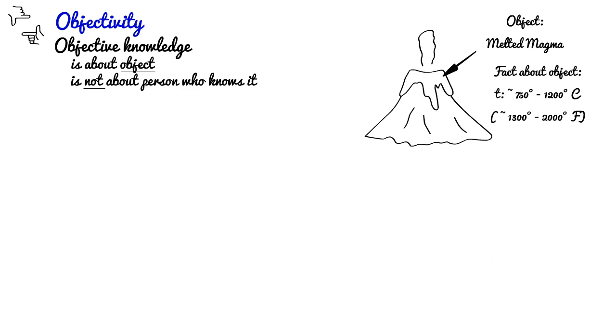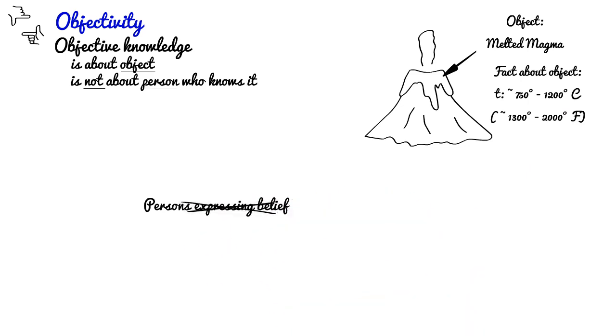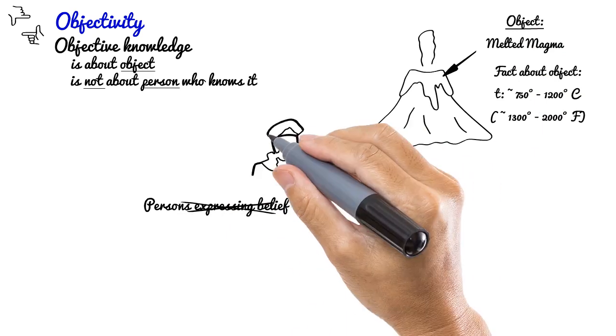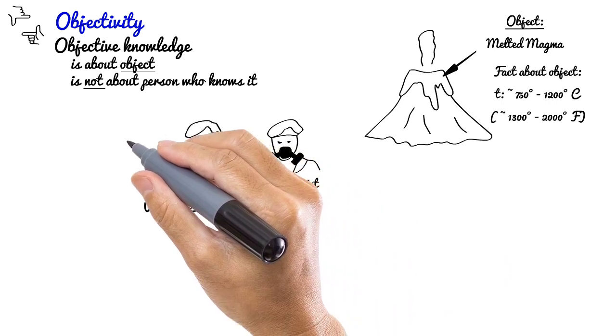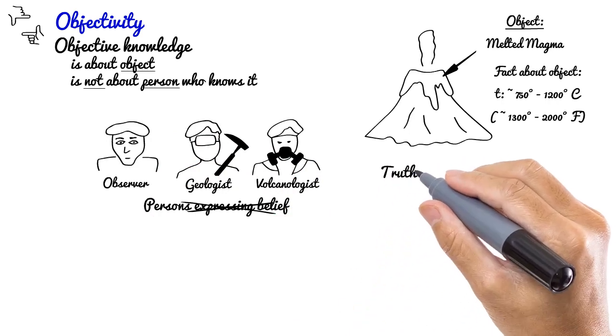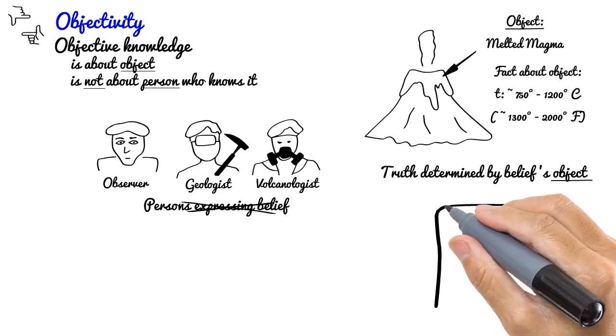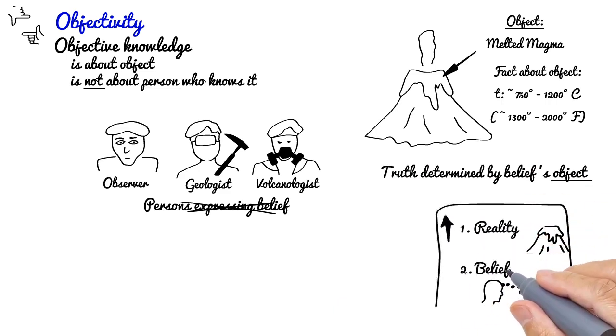This high temperature fact about magma has nothing to do with persons who do or do not hold this belief, because objective beliefs are about objects themselves. For example, magma with its high temperature. Objective beliefs are not about the persons expressing beliefs. It doesn't matter if he is a volcanologist, geologist, accidental volcano observer, or just a reader without specific background knowledge. The truth or falsity of an objective belief is determined by the belief's object, such as magma and its temperature, at the time of coming out and reaching the Earth's surface. This reflects the priority of reality over beliefs.